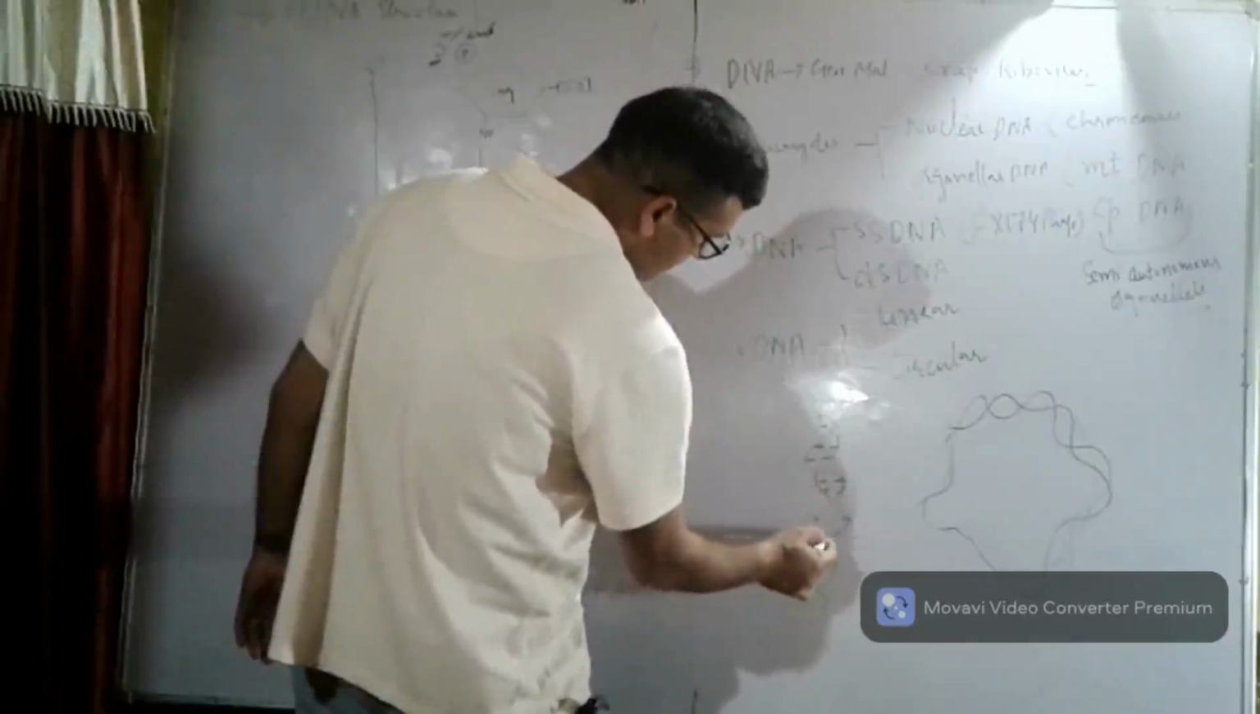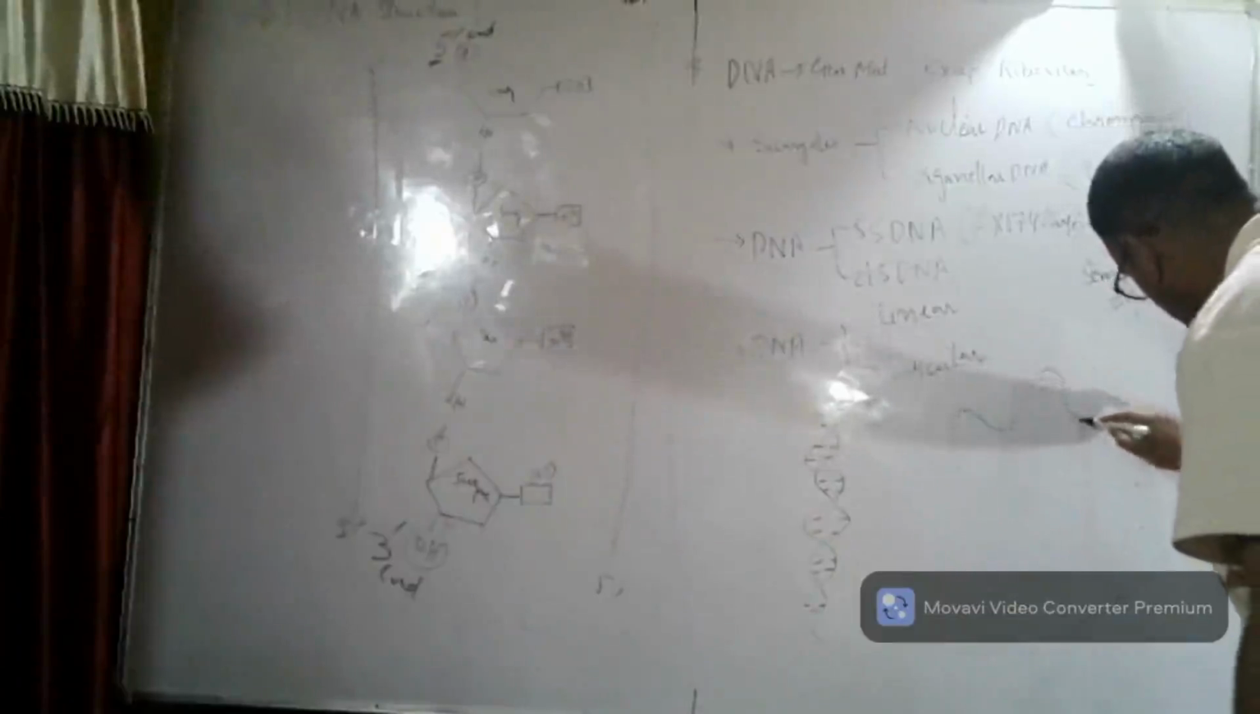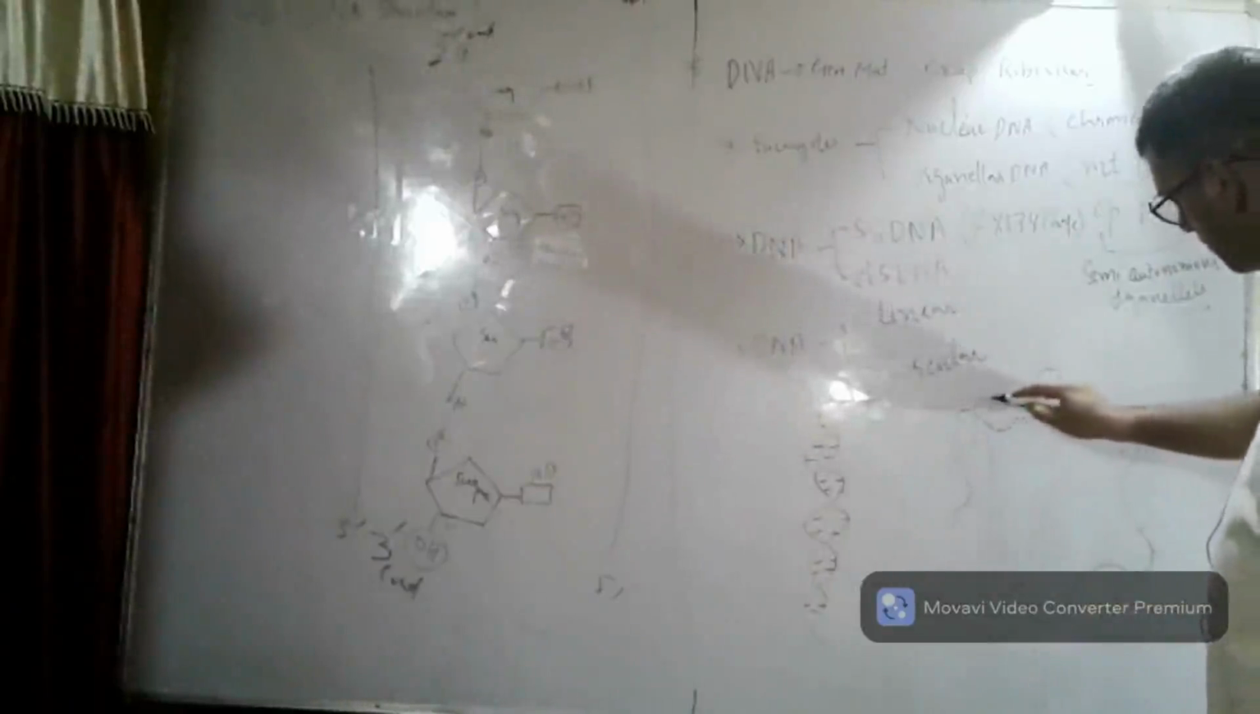Nitrogen bases. This is circular DNA. Circular DNA. These are nitrogenous bases.